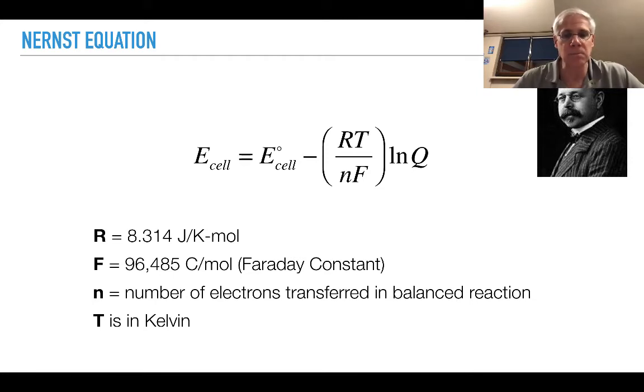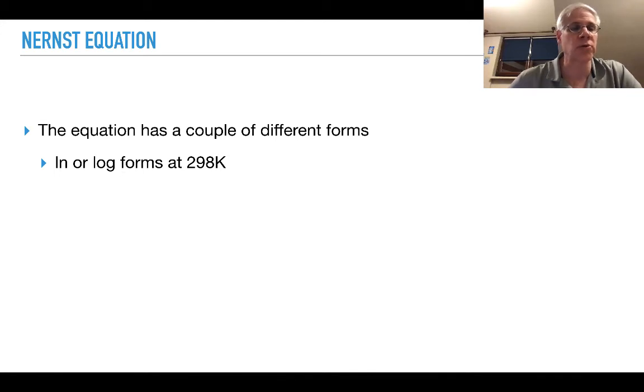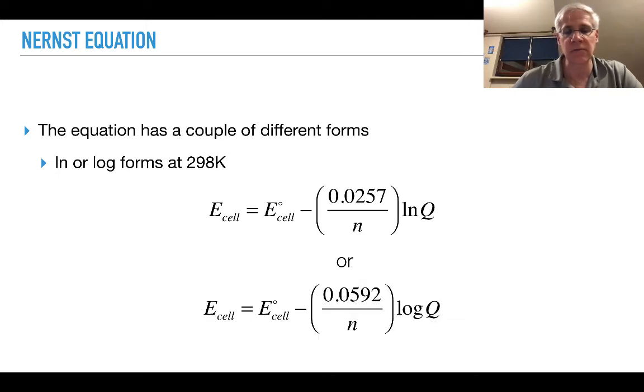Now again, if we happen to be at changing concentrations but still at 298 Kelvin, then this value here, this RT over F, becomes a constant, and so we can write that if we are still at 298 K. So we've got a couple of different forms. We've got the natural log or the log forms at 298 Kelvin. Okay, so at 298 Kelvin, our natural log form would be E cell is equal to E0 cell minus 0.0257 over N, natural log of Q, or we have the common log one there as well, the base 10 log.